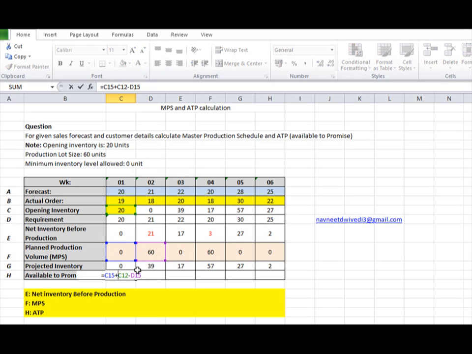So this is minus, so it's 1. Okay, again the 16, so there will be ATP equal to what we produced minus what the customer ordered till the next MPS cycle. So the next MPS cycle is in week 4, so we'll subtract till week 4, minus this, minus the week 3 order.